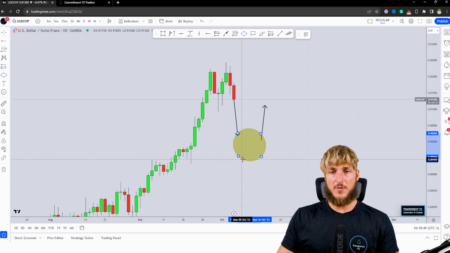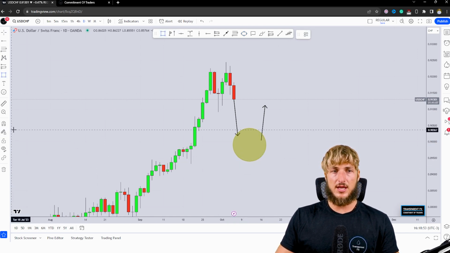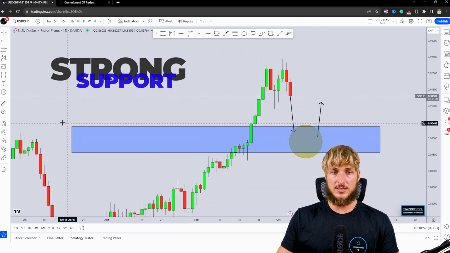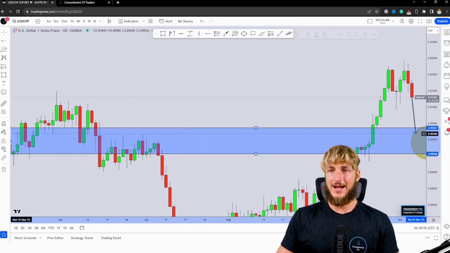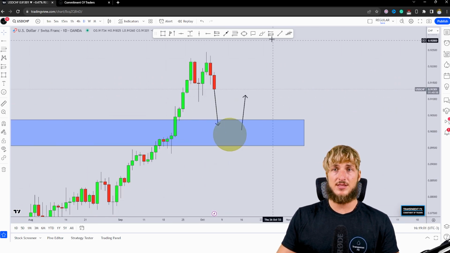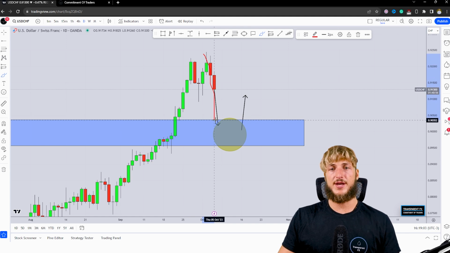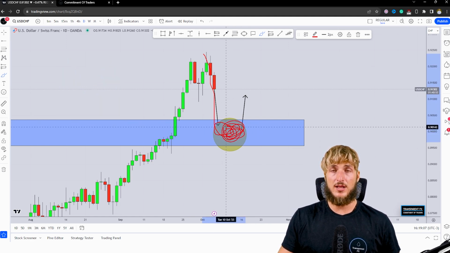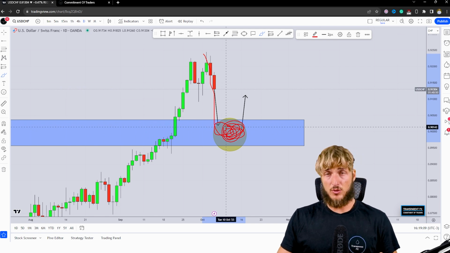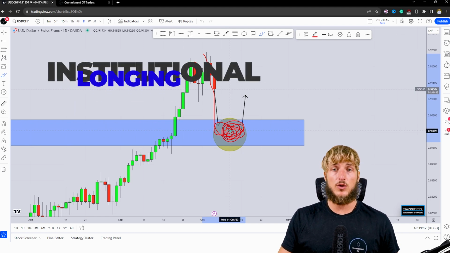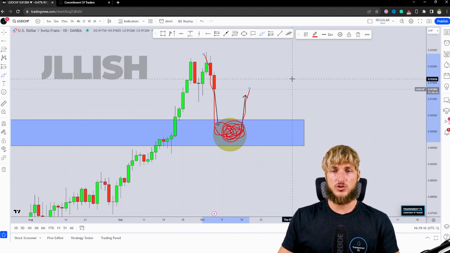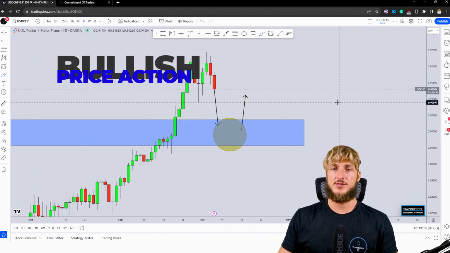We can also remember that by looking at the monthly and weekly, we had identified how all this area is quite strong support from a monthly and weekly standpoint, right? We have already identified this zone. This means that essentially from a daily perspective, we would have an M pattern testing strong support on the monthly and weekly, inside of which we have high probability of seeing institutional longing, which at that point would further increase the probabilities of a potential reversal to the upside away from this zone.